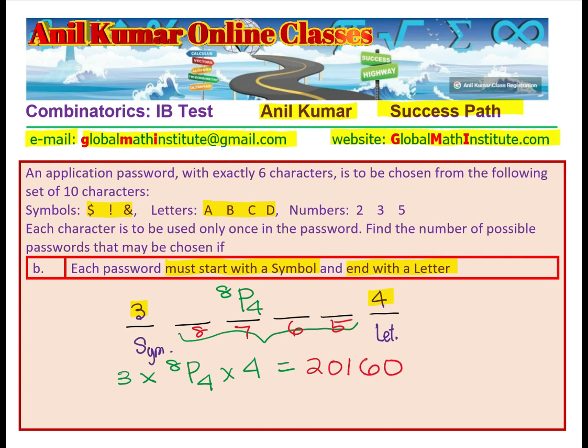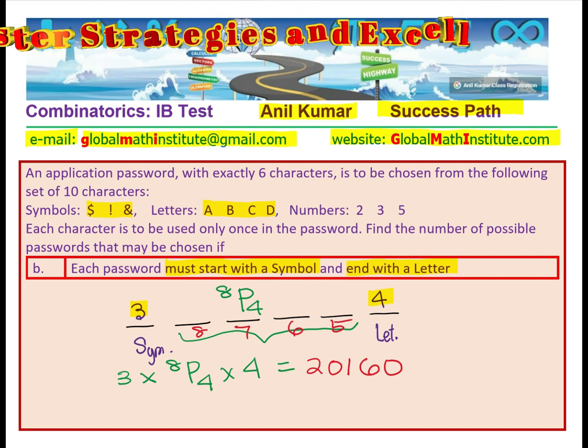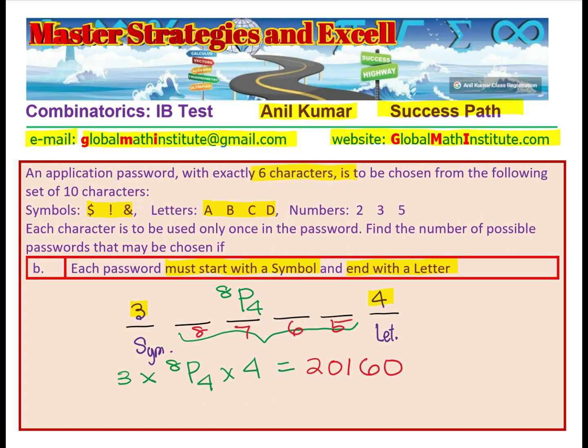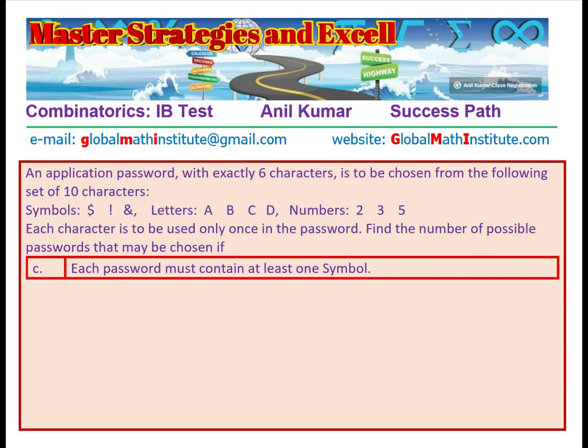So there are 20,160 ways in which we can create this 6 character password from the given set of characters, right? Where they cannot be repeated. They can be used only once, starting with symbol, ending with letter. Clear? Perfect.